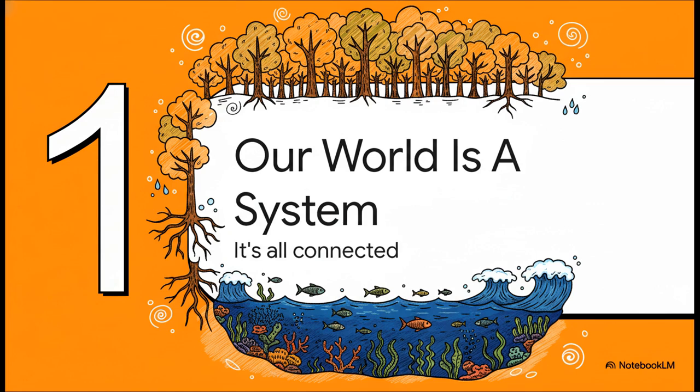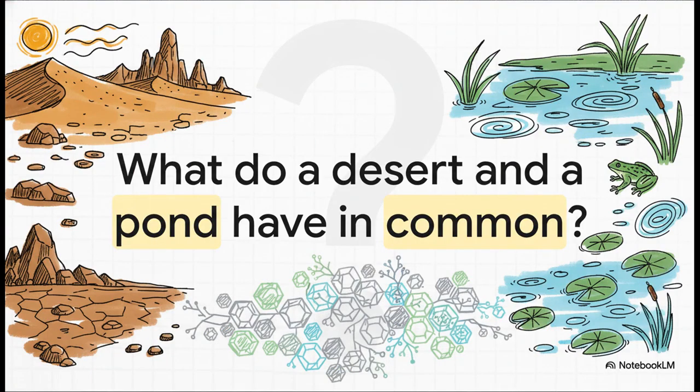Okay, so to really get a grip on this whole thing, we've got to zoom in and start with the basic building block of our environment. Because honestly, whether you're looking at a giant forest or just a little puddle after it rains, they all run on the exact same operating system. I mean, think about it. At first glance, they couldn't be more different, right? One is super dry, maybe looks a little empty. The other is soaking wet and just bursting with life. But if you look a little closer, past the surface, you'll find they share the exact same blueprint.